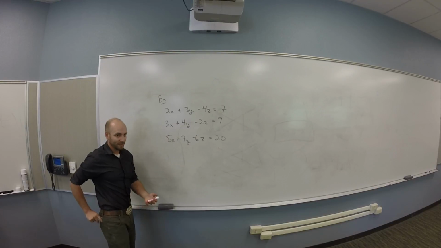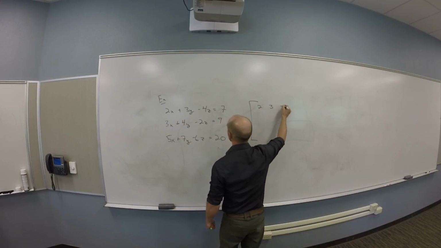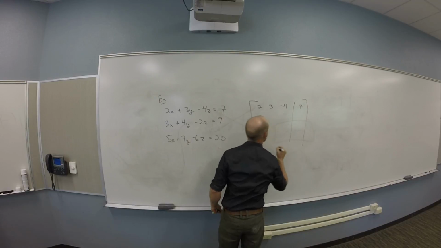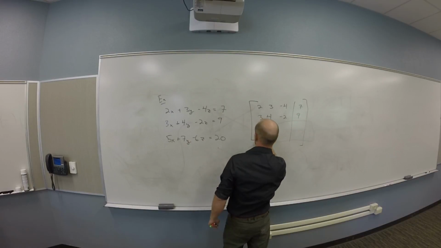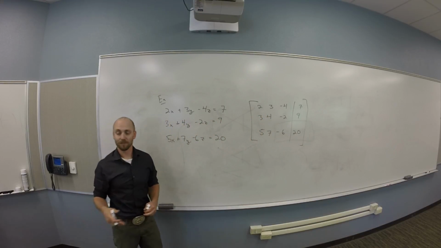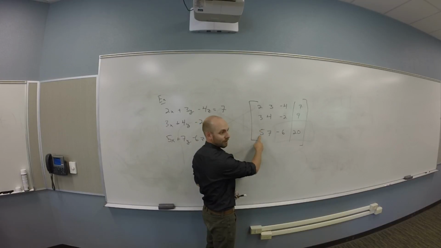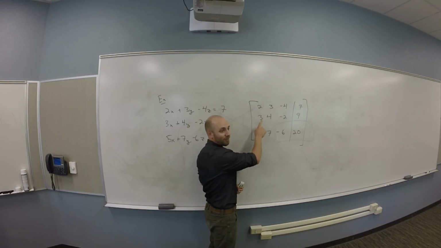You guys see that? So if I make this into an augmented system, it's going to read 2, 3, -4, augmented by 7, and 3, 4, -2, augmented by 9, and 5, 7, -6, augmented by 20. Then my first step in solving is going to be to try to put a 0 either here or there. I noticed something funky was going on, so I'm going to go for this one because I think it might be a pathological thing. If I wanted to solve this, I'd try to go for the 3 first. But I noticed something funny, so I'm going to go for this one first.